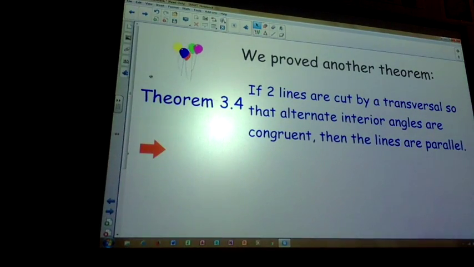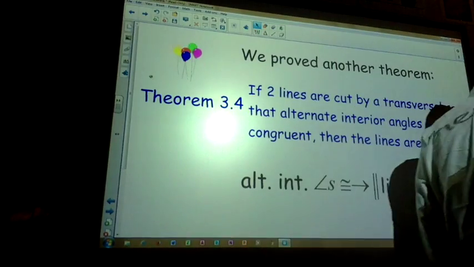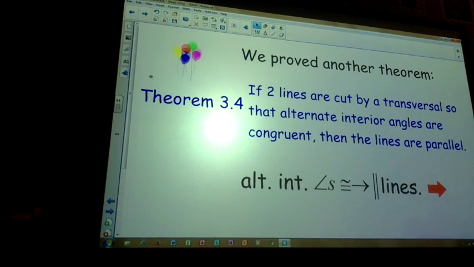So, if two lines are cut by a transversal so that their alternate interior angles are congruent, then the lines are said to be parallel. Alternate interior angles congruent, lines parallel. Okay. Yay, we just proved it.